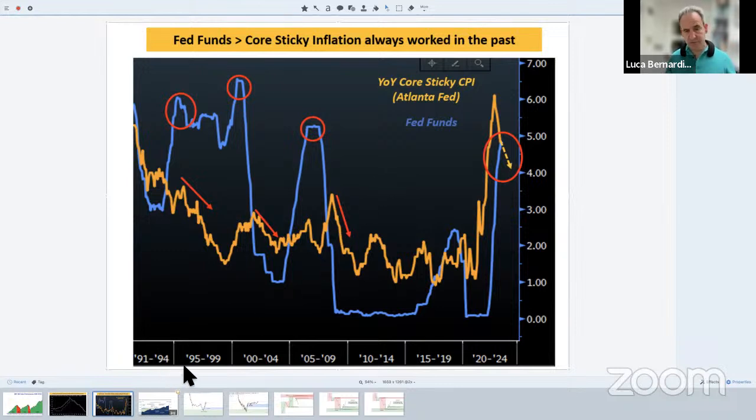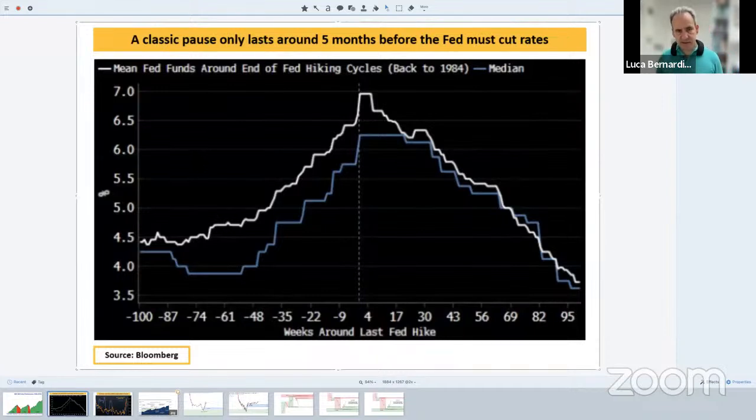But if you combine high inflation with a very high level of debt and a very high budget deficit, that causes not quite a few problems, but many problems. So this is another graph that we got from Bloomberg, which shows you what normally happens when we hit the top of a hiking cycle.